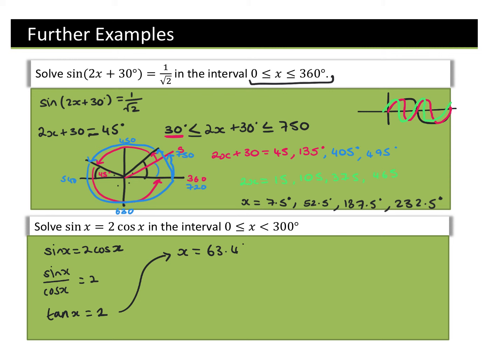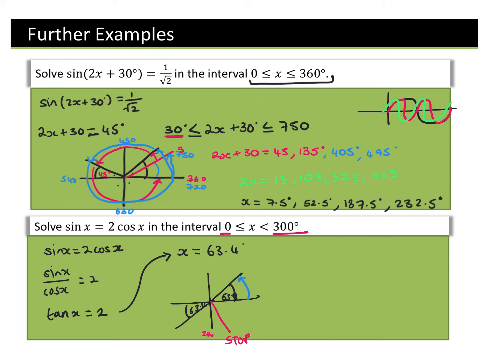Okay, so shift tan of 2 is 63.4 degrees. Okay, I'm going to do my CAST. Remember, this is my angle. Now, we're starting at 0. We finish at 300. So where is 300? We know this is 270. So 300 stops here, doesn't it? This is where we stop at 300. So let's go round.